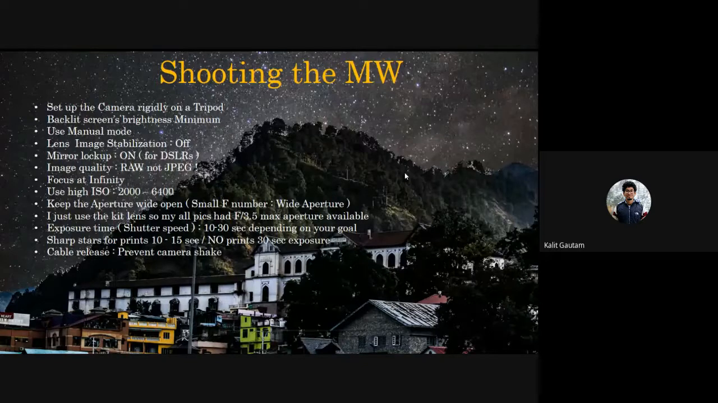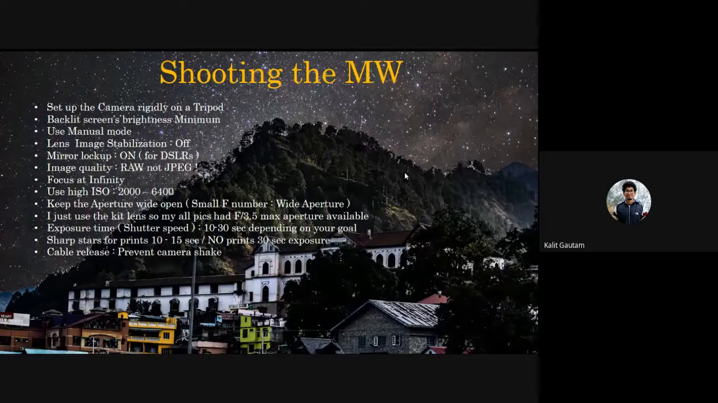Next thing is using the ISO. ISO is basically the sensitivity of the camera towards light. The lower the ISO, the lower the sensitivity of the camera towards light. The higher the ISO, the higher the sensitivity. Since the stars are very dim, they emit a lot of light, but only a very small amount of light is able to reach us because they are very far away. So we have to use a very high ISO.